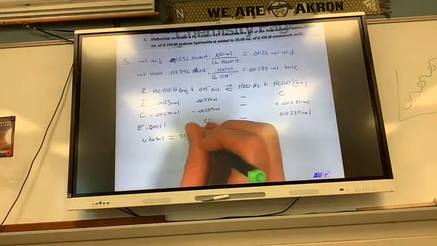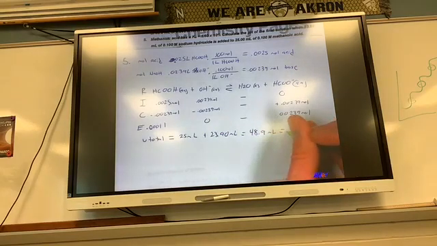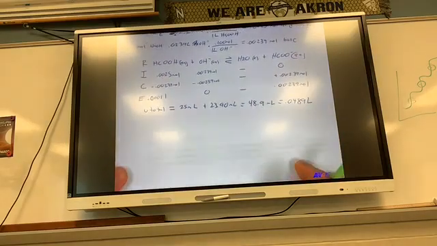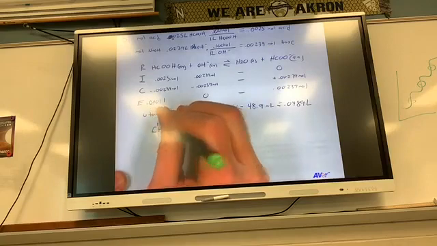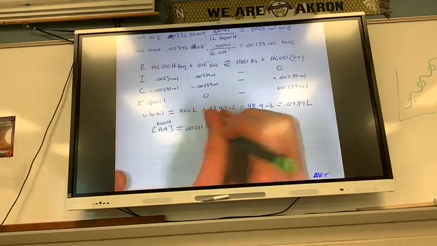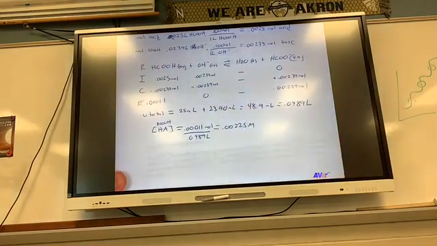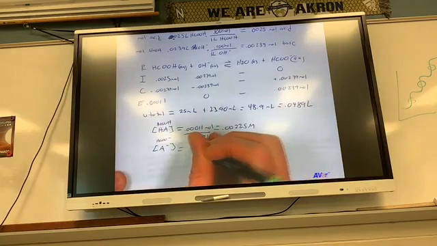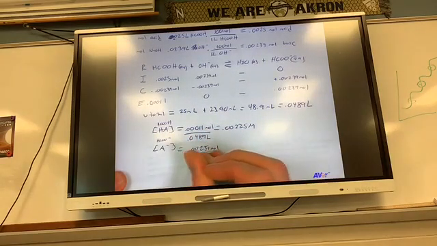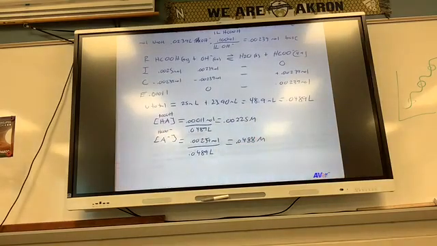So I have 25 mL plus 23 mL equals 48 mL. Good so far? Yeah.